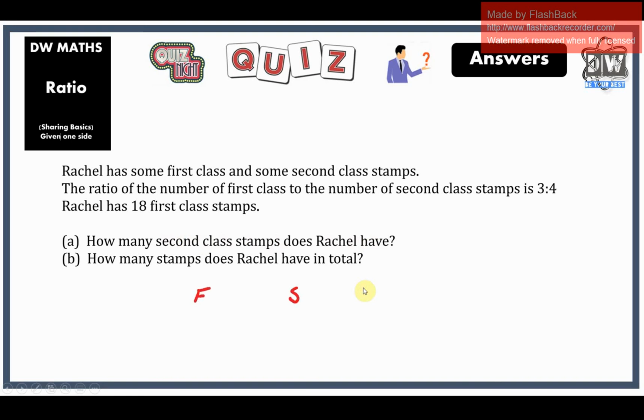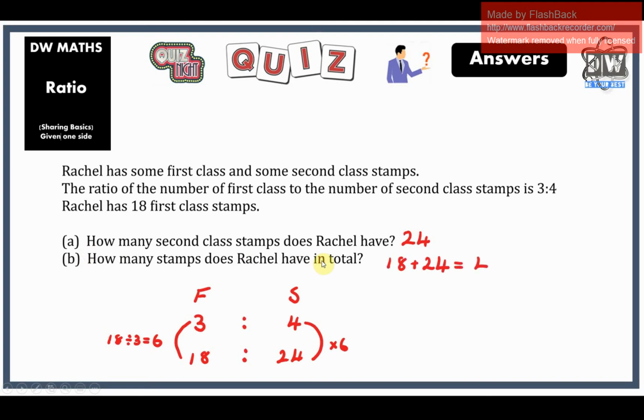So we write it out, first and second. 3 to 4, and we knew there was 18, so we divided 18 by 3 to give us 6, and we used that number there. 6 times 4 gives me 24. So how many second class stamps does Rachel have? 24. That makes sense, doesn't it? Because we should have more than first class. And how many stamps does Rachel have in total? That's 18 plus 24, which gives us our 42.